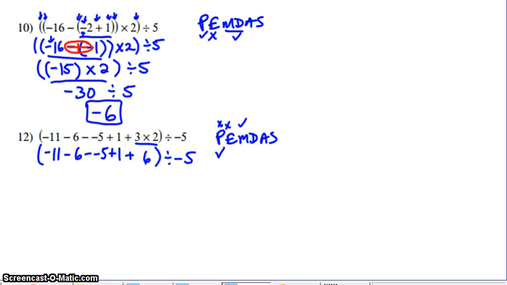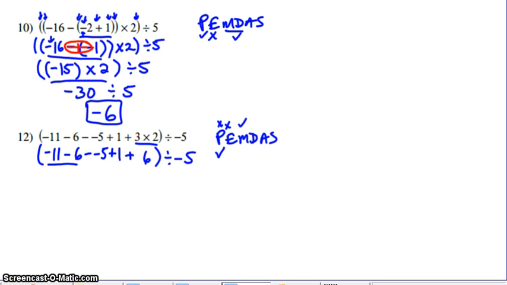Okay, no exponents. Still working inside the parentheses. I'm moving ahead. There's no division, no multiplication left, so we move on to addition and subtraction. Remember this goes left to right, so whatever occurs left to right, we could do subtraction first and then addition. It doesn't matter, we're just working left to right.